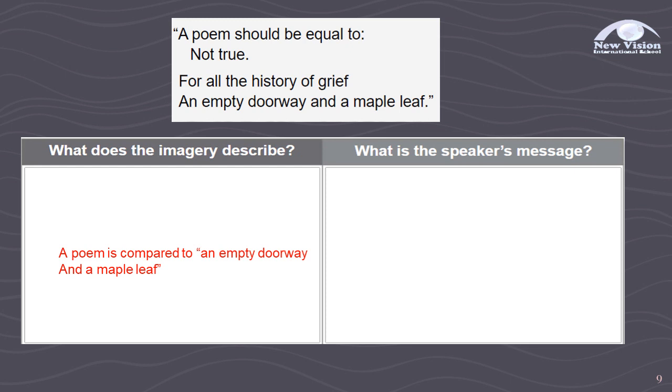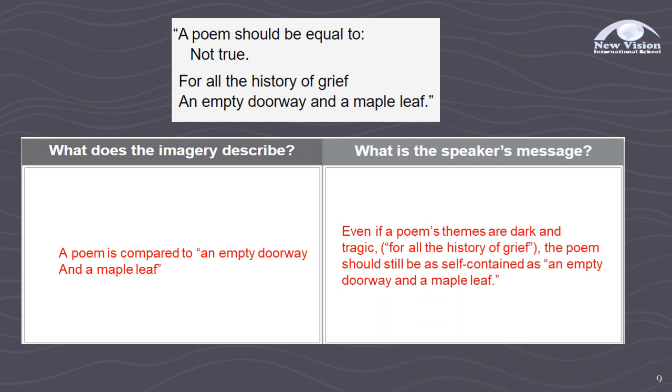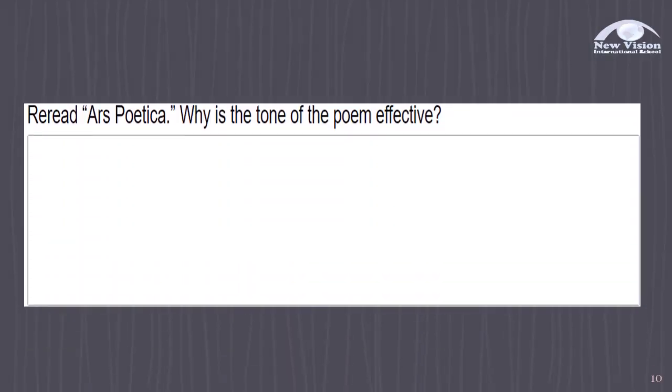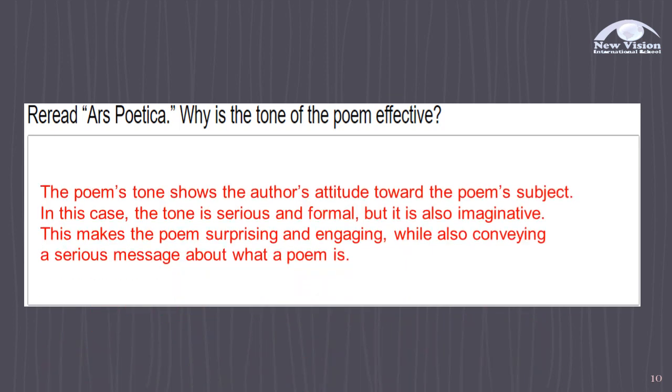Now, what is the speaker's message in this poem? Alright, so even if a poem's themes are dark and tragic, for all the history of grief, that's an example, the poem should still be as self-contained as an empty doorway and a maple leaf. Now let's try to reread Ars Poetica. Why is the tone of the poem effective?